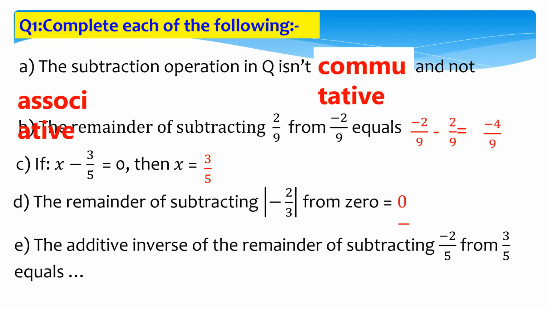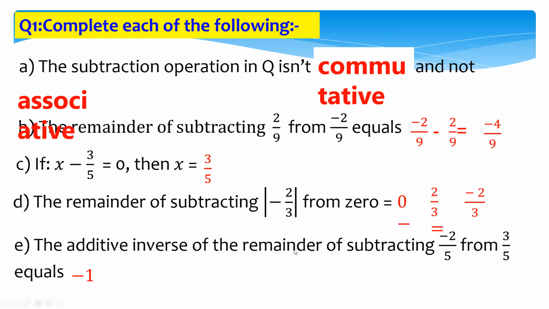The remainder of subtracting the absolute value of negative 2 over 3 from 0. First, you have to find the value of the absolute value of negative 2 over 3. It will be 2 over 3. When we say subtract from, you put the second number in the first place and the first number in the second place. Then I will make 0 minus 2 over 3. It will be negative 2 over 3.